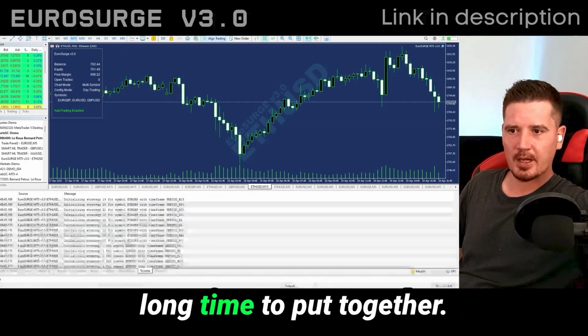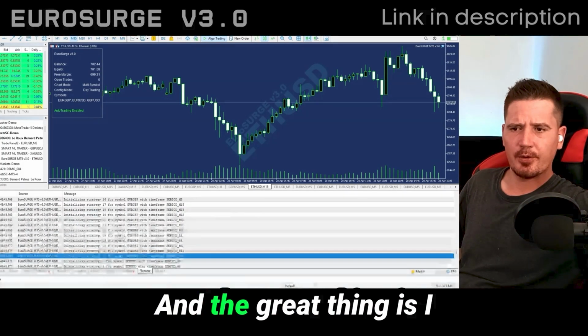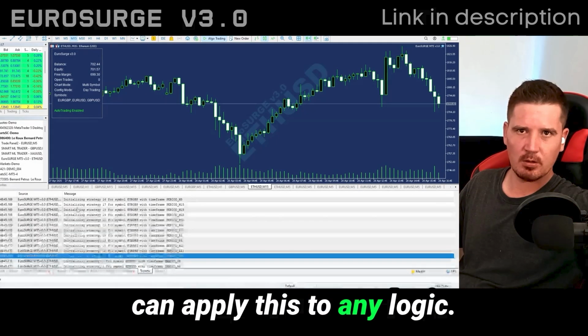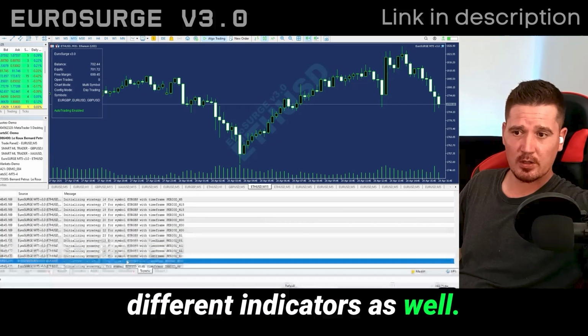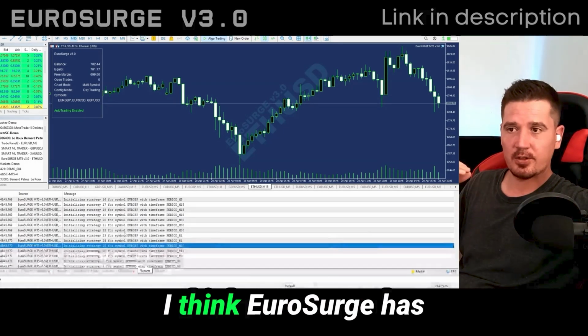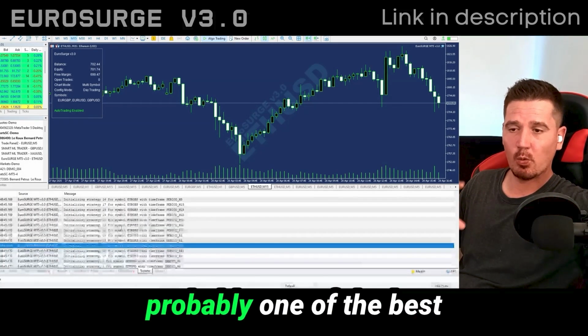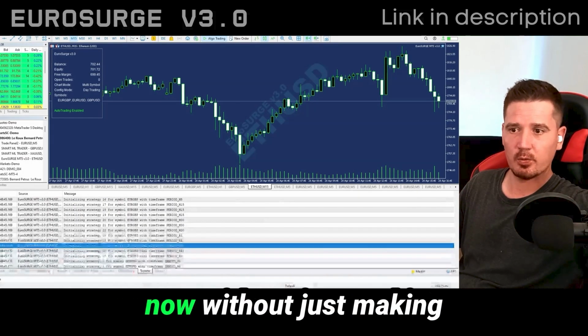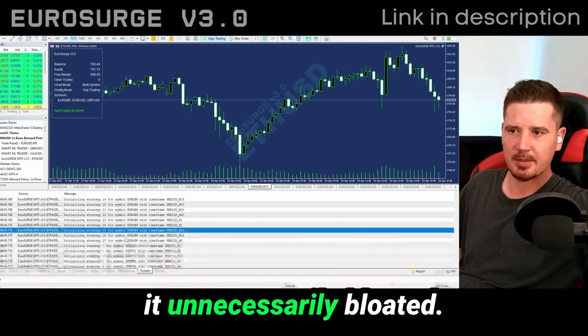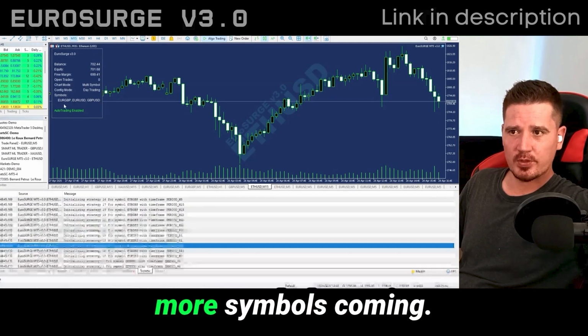This took me a very long time to put together. And the great thing is, I can apply this to any logic. I'm going to be experimenting with different indicators as well. Not for EuroSurge. I think EuroSurge has probably one of the best systems that it can have right now without just making it unnecessarily bloated. And there will be some more symbols coming.